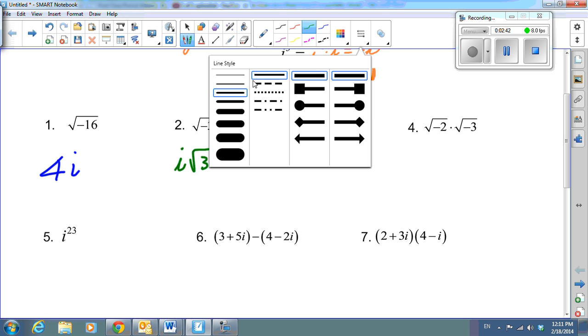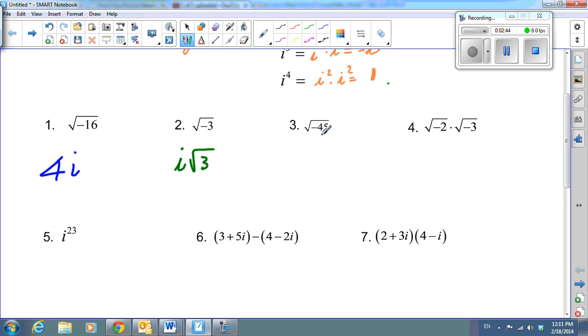For the square root of -45, you can break 45 into smaller factors. 45 is actually 9 times 5, and 9 is 3 and 3. So a 3 will come out and a 5 will stay. Along with the 3, an i will come out, giving you 3i square root of 5.